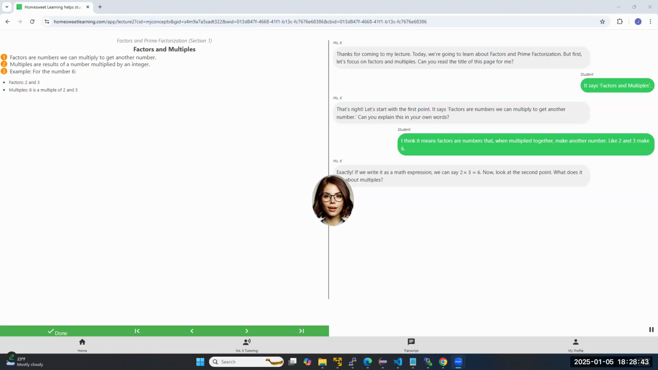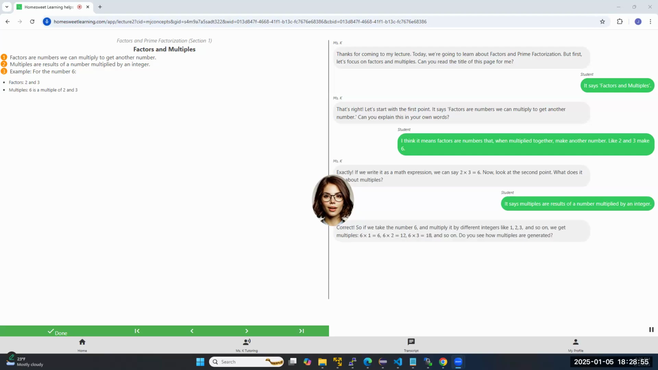Now, look at the second point. What does it say about multiples? It says multiples are results of a number multiplied by an integer. Correct. So if we take the number 6, and multiply it by different integers like 1, 2, 3, and so on, we get multiples. 6 times 1 equals 6, 6 times 2 equals 12, 6 times 3 equals 18, and so on. Do you see how multiples are generated? Yes, you just keep multiplying the number by 1, 2, 3, and so on.